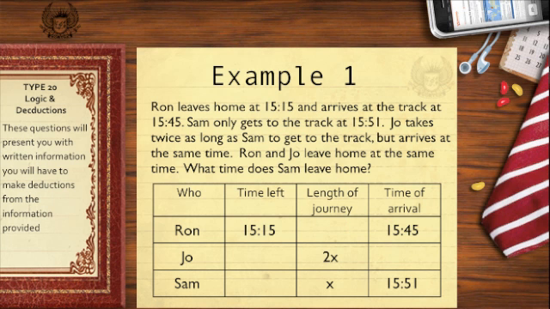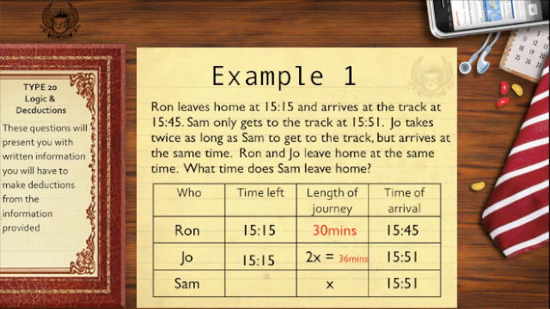So we give Joe's length of journey a value of 2x because Sam's length of journey is x, and of course Joe is twice Sam's journey. So what else do we know? Well, we know that Joe arrived at the track at the same time as Sam, and we know that Joe left for the track at the same time as Ron. So we now have most of the information we've been given. We can now figure out how long Joe took to get to the track.